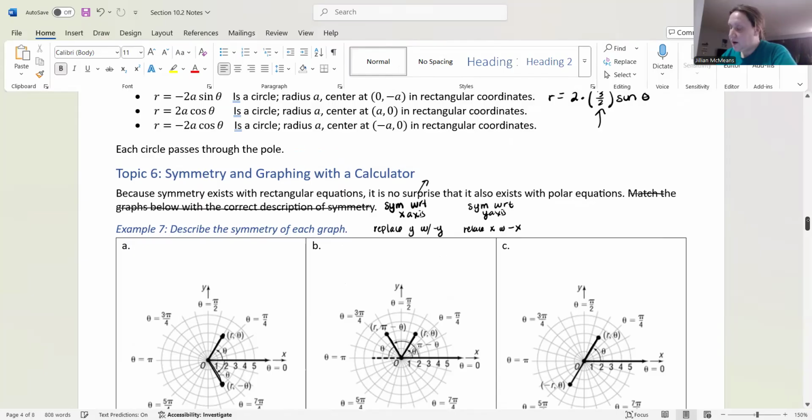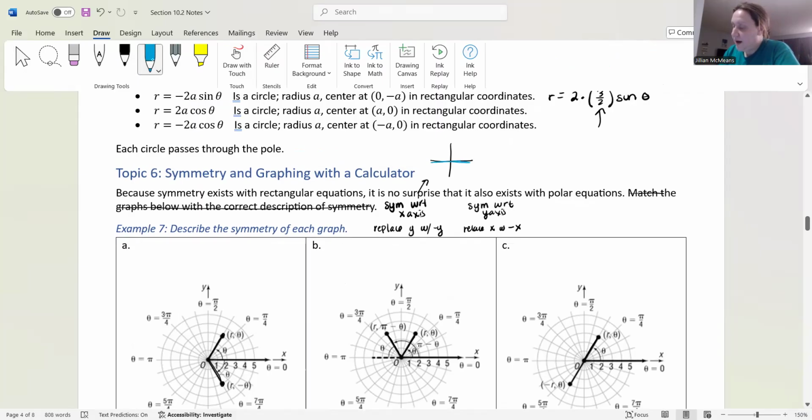So for this one right here, if we're looking at a graph that has symmetry with respect to the x-axis, for every point x, y, we would need the point x, negative y. So you replace all your y's with negative y, and if you get the same function back, you have symmetry. Now, for symmetry with respect to the y-axis, for every x, y, you would have to have negative x, y. So to check for symmetry with respect to the y-axis, replace your x with negative x. If you get the same function back, you have the symmetry.